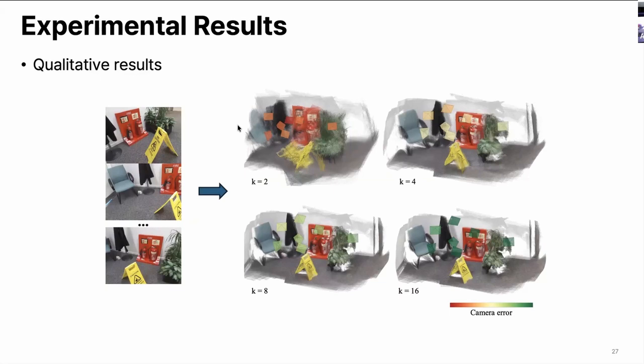This visualization supports the idea of iterative refinement. The recurrence block does not solve the scene in one step, and it improves the reconstruction step by step.